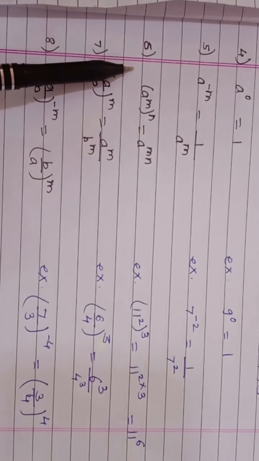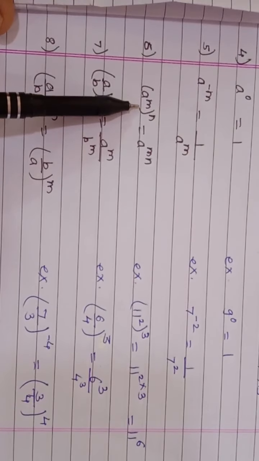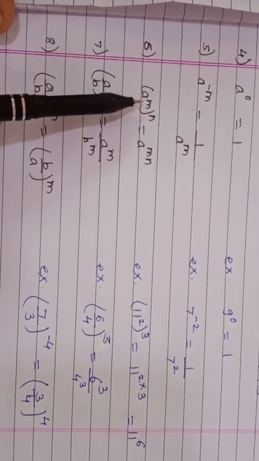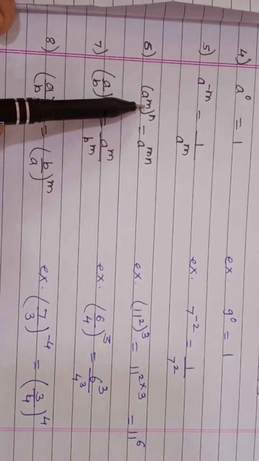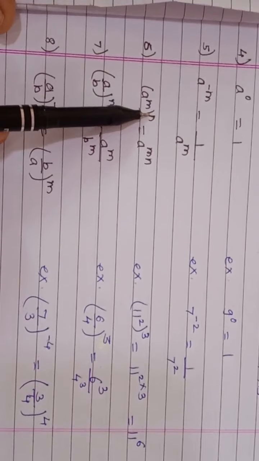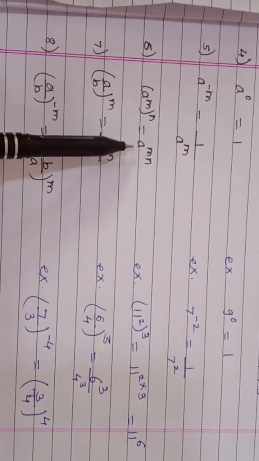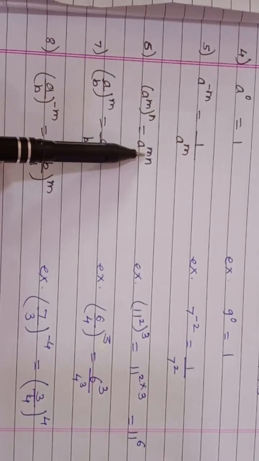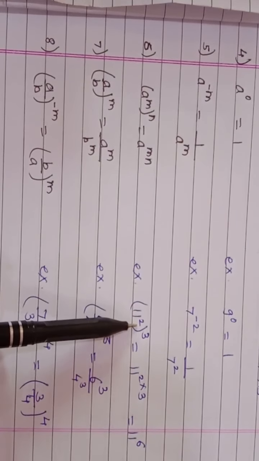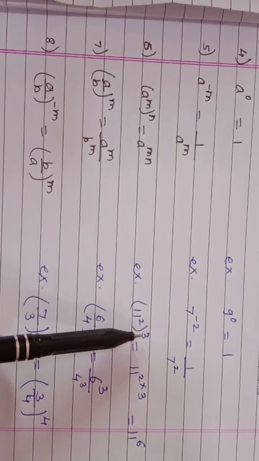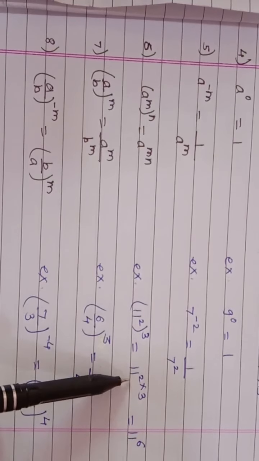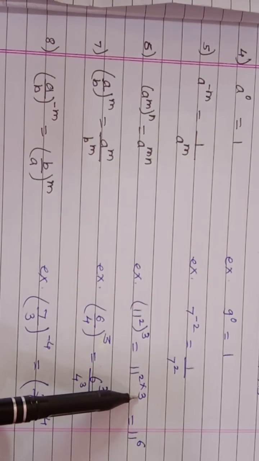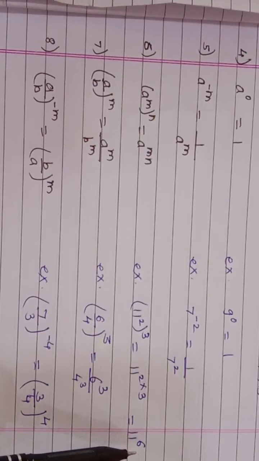Rule 6, in bracket a raised to m, bracket raised to n. म्हणजे ब्रॅकेट कंसाचा घातांक n आहे आणि कंसामध्ये m घातांक आहे. If there are 2 indices, then we multiply, means a raised to m into n. For example, 11 raised to 2, bracket raised to 3, then between the 2 and 3 there is a multiplication, means 11 raised to 2 multiplied by 3. Multiplication of 2 and 3 is 6, means 11 raised to 6.